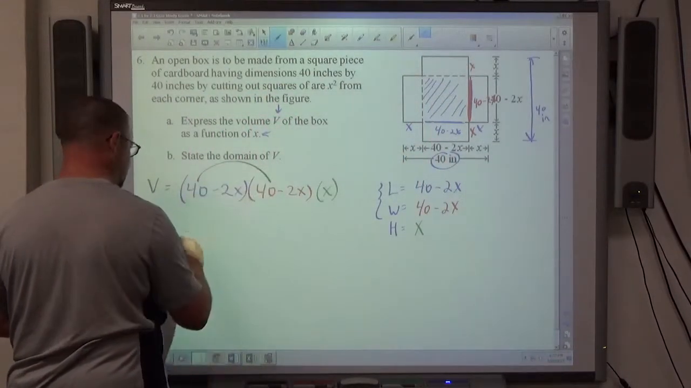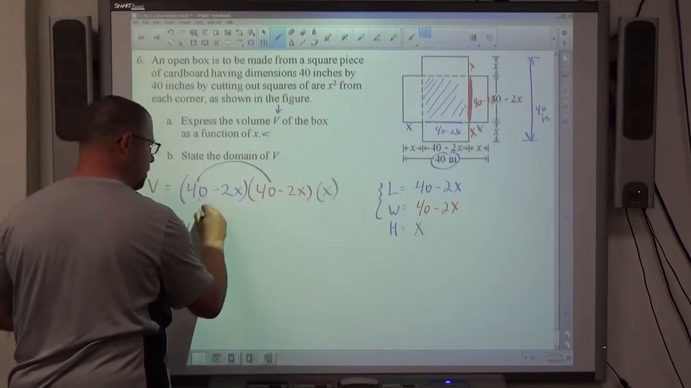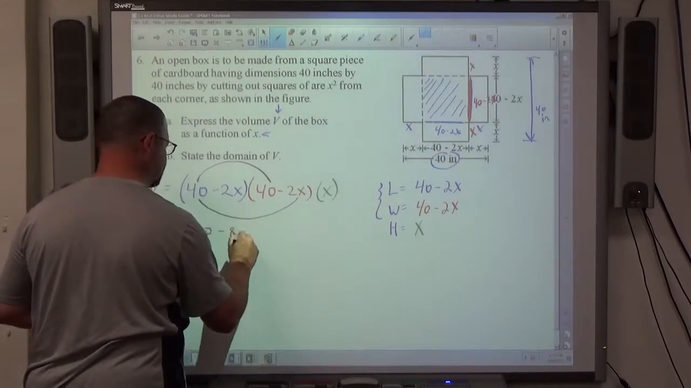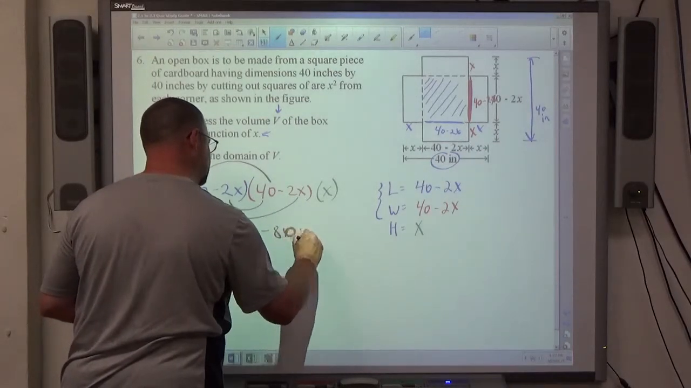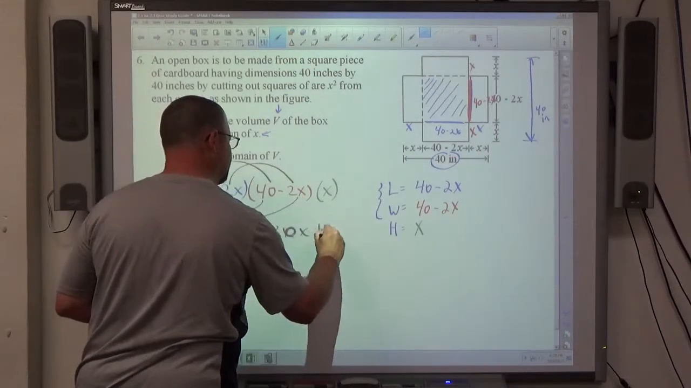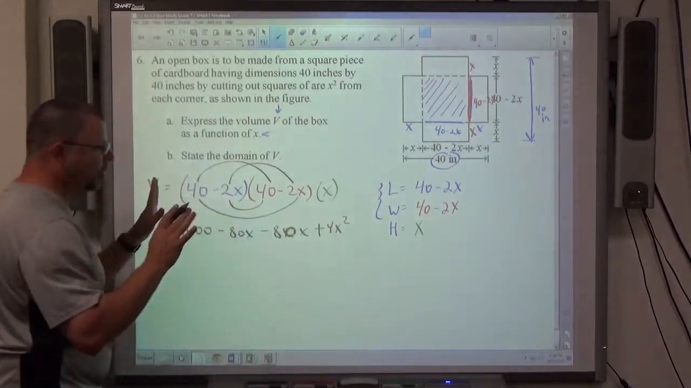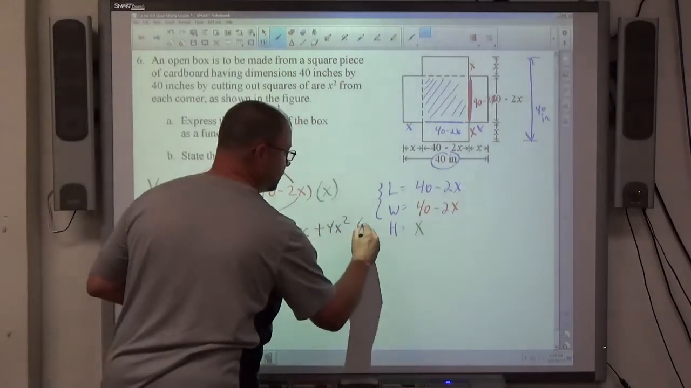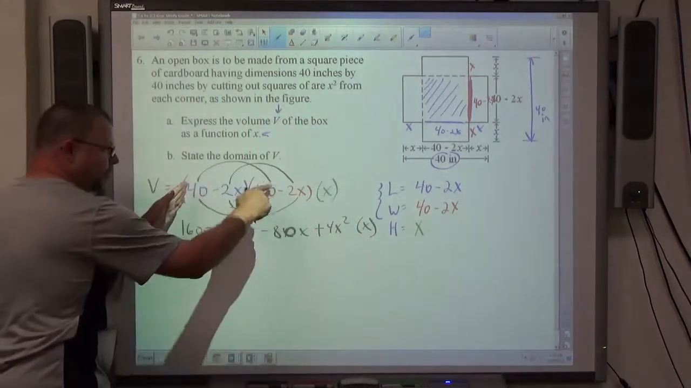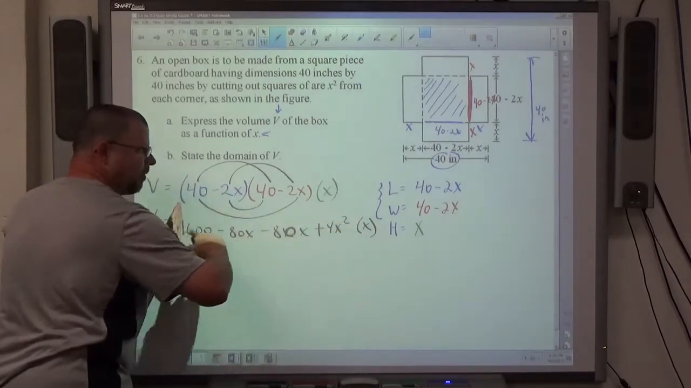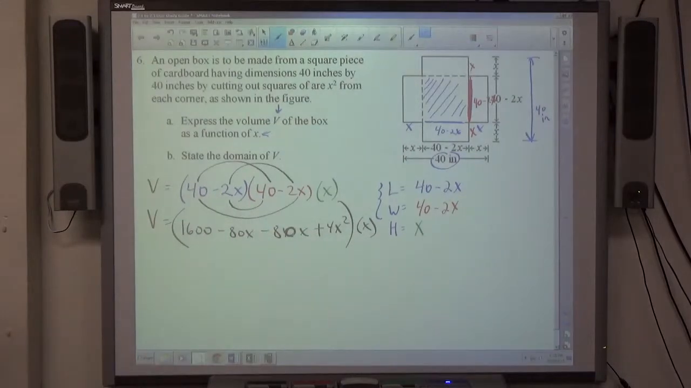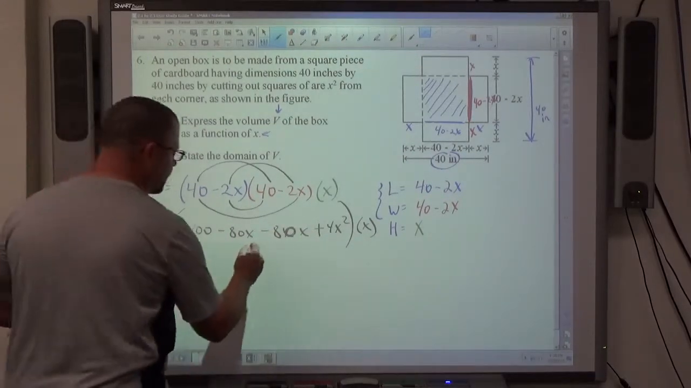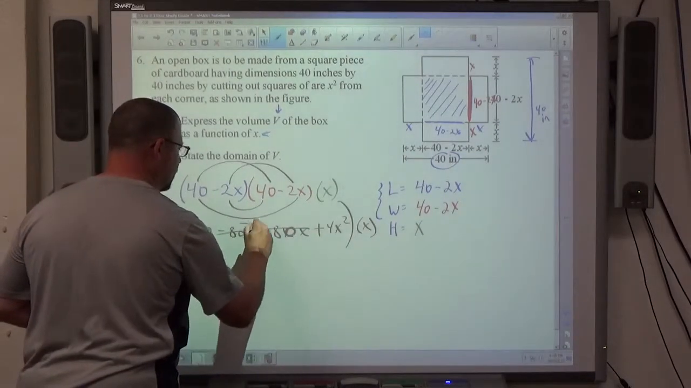40 times 40 is 1600 minus 80x, minus 80x, plus 4x squared. Now, what you have to be careful of is times x. Be careful that this product is all this stuff that's supposed to be multiplied by x. Make sure that we put parentheses around that entire product. The other thing to notice is 80x and 80x, both negative, add up to negative 160x.